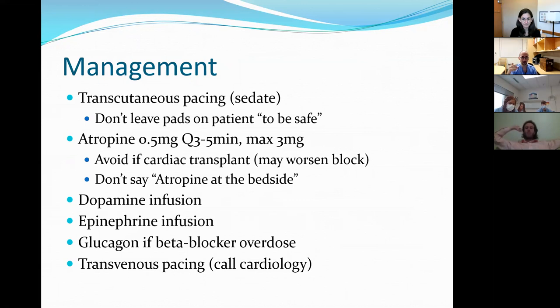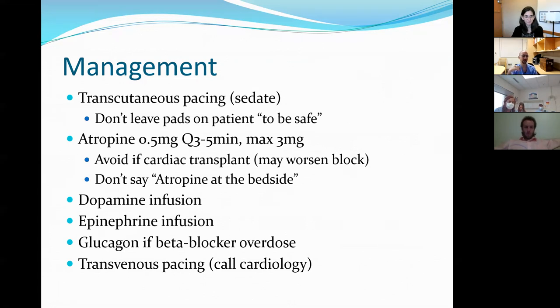Atropine, you can do that, but if you have someone who's got Mobitz 2 heart block, it can actually make it worse because they get sinus tachycardia in their AV node, or his Purkinje doesn't like it. If you have someone who's got a cardiac transplant, it can also make things worse. And the same thing of don't say atropine at the bedside because it's never used when you say atropine at the bedside, and some floors don't allow you to keep code medications in the room. So don't say that because it's never used.